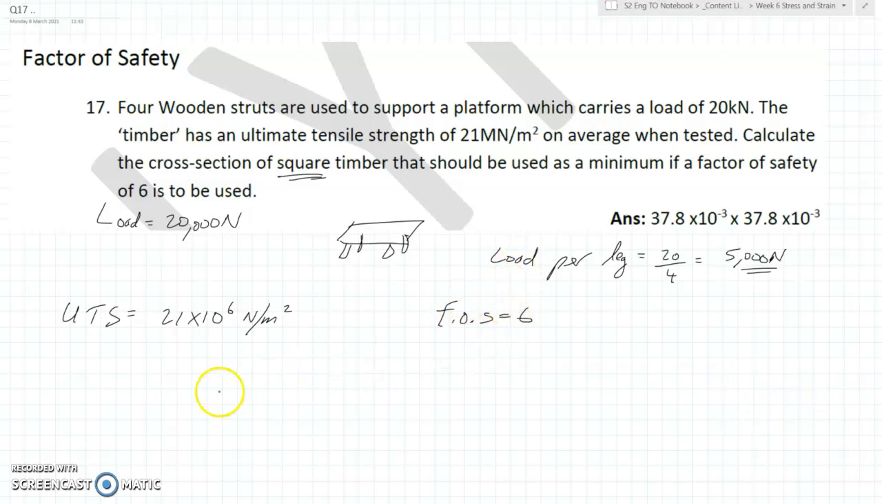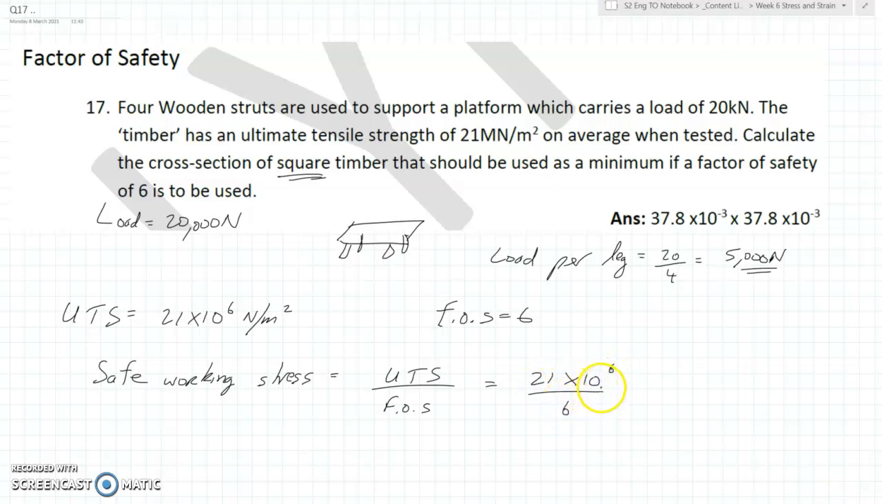Now, the safe working stress equals the ultimate tensile strength divided by the factor of safety. So the ultimate is 21 meganewtons, 21 by 10 to the 6, divided by 6, and that comes out to be 3.5 by 10 to the 6 newtons per square meter. That's the safe working stress.